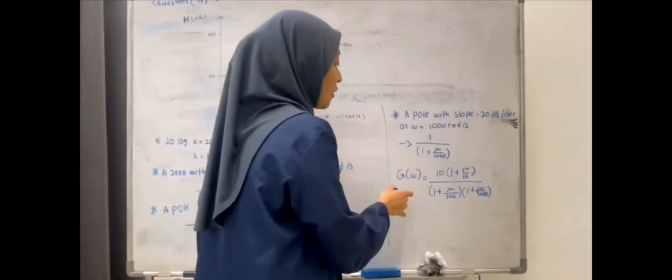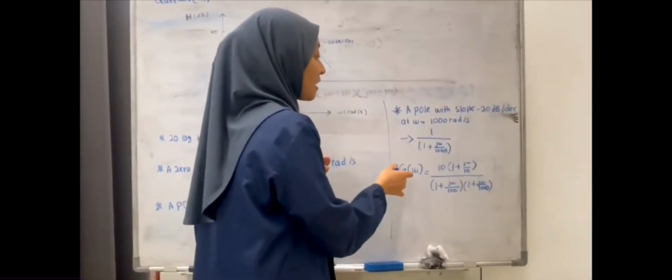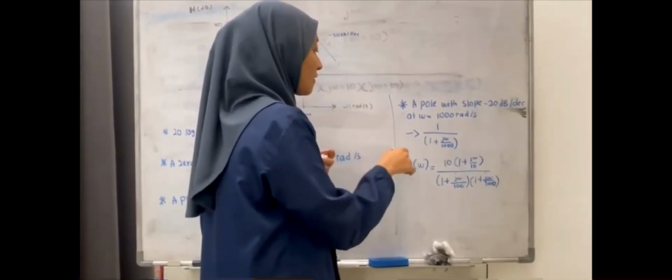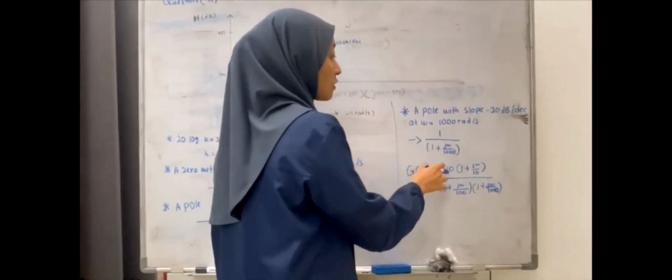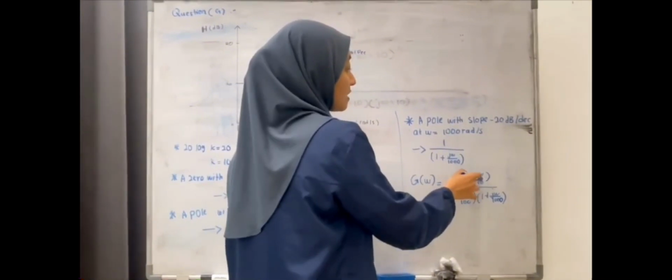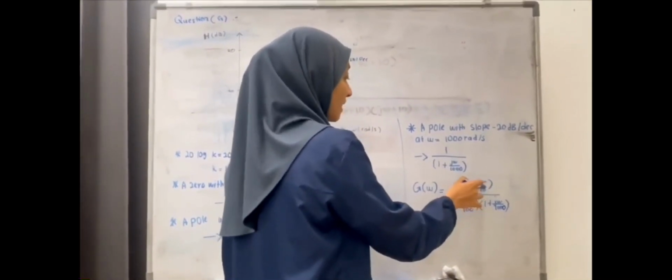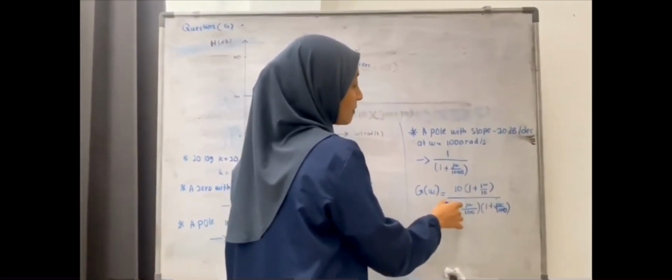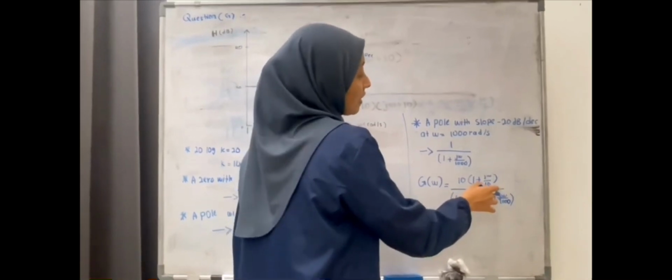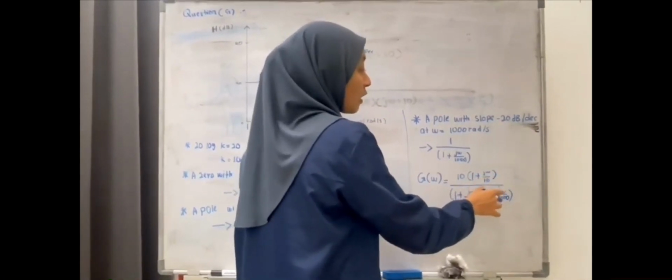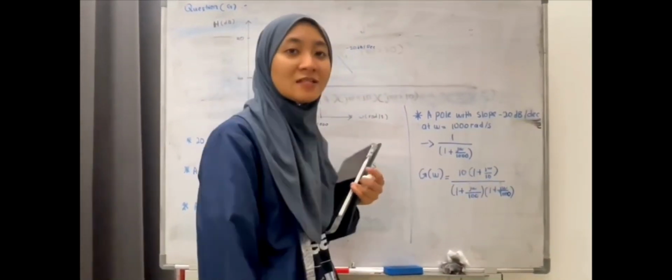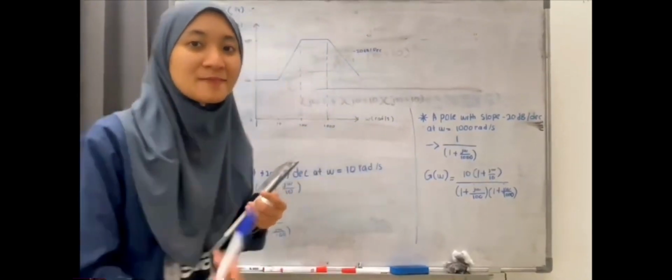After that, from the graph we get G(j omega) equal to 10 times (1 plus j omega over 10) over (1 plus j omega over 100) times (1 plus j omega over 1000). I think that's all from me for my part.